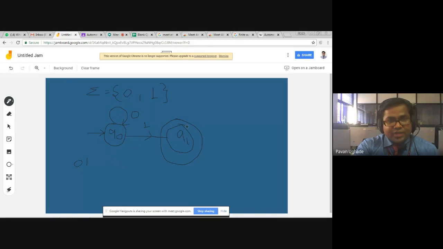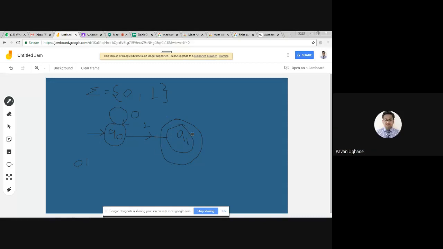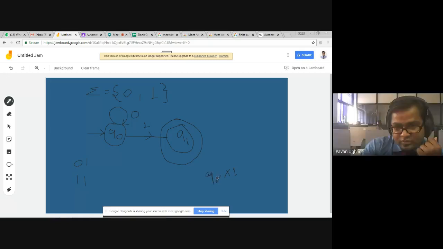Okay, now it's time to understand with this. What about 11? If my string is 11, should it be accepted or rejected? Rejected. Now, if I start with q0 over 1, where is it going to reach? If I process this string 11, q0 over 1, where does it go?